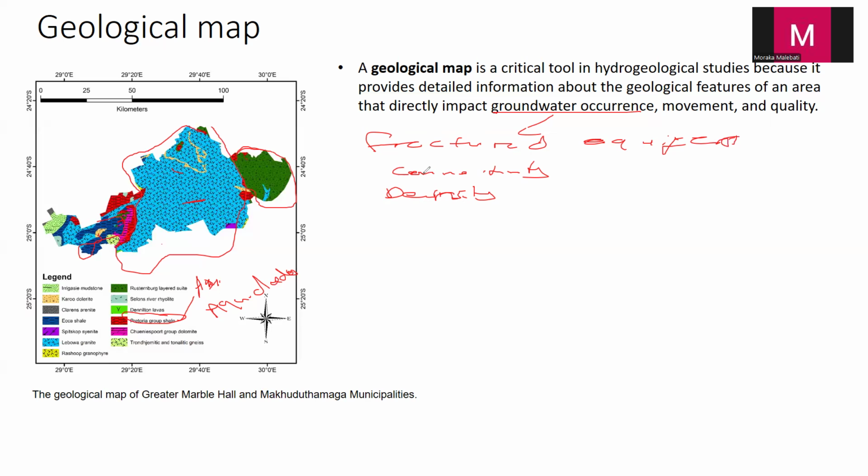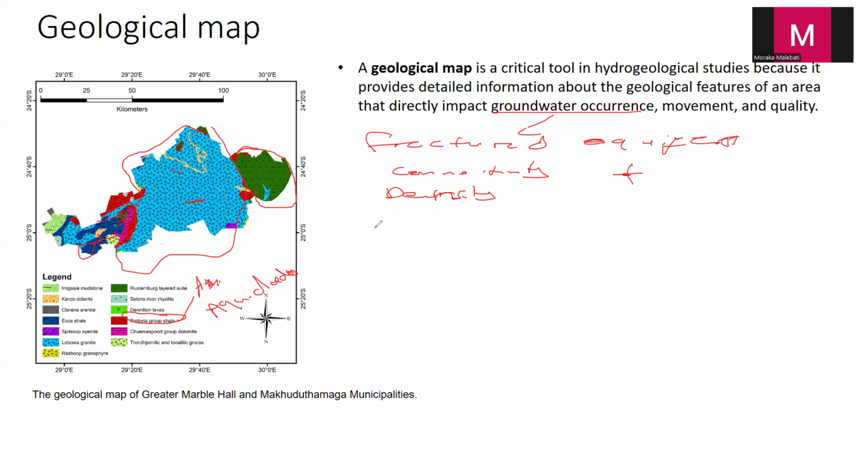That is to say, the fractures are cross-cutting each other. We've got the connectivity, we've got the density, and many other aspects. And we're also checking the apertures and so on. All right, so that is what you call the groundwater occurrence.